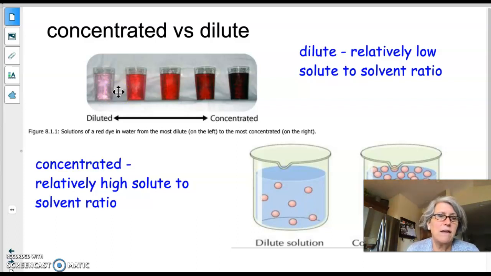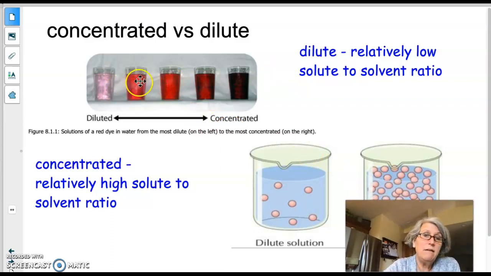Okay, 2 terms that you should know. What does it mean to be concentrated? So here's a picture of, it looks like some red dye, and you can see the cup way on the right is concentrated compared to the cup on the left. Okay, so this would have more particles of red dye than what's over on the left, which is just showing that really light pink color. So what it means to be concentrated is that you have a relatively high solute to solvent ratio.